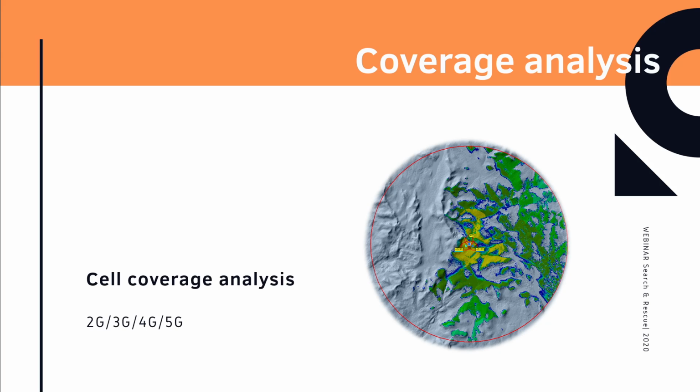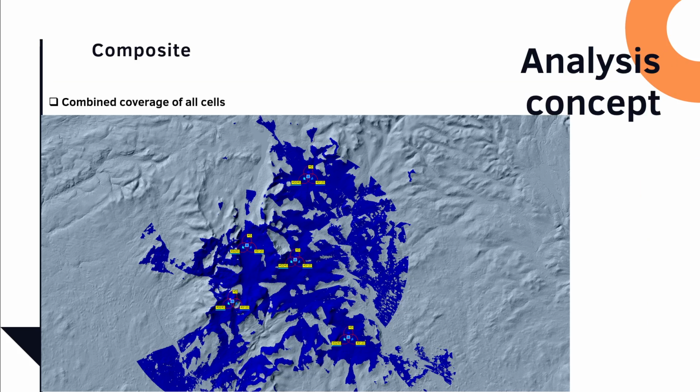Now let's talk about analysis. What kind of coverage analysis you can conduct, which can be handy for optimizing the search area. So here we're looking at a composite coverage. This is what we call a composite coverage. A composite coverage is composed of multiple sites with no discrimination.